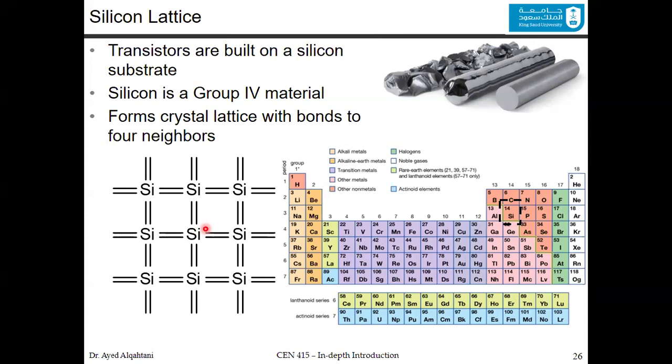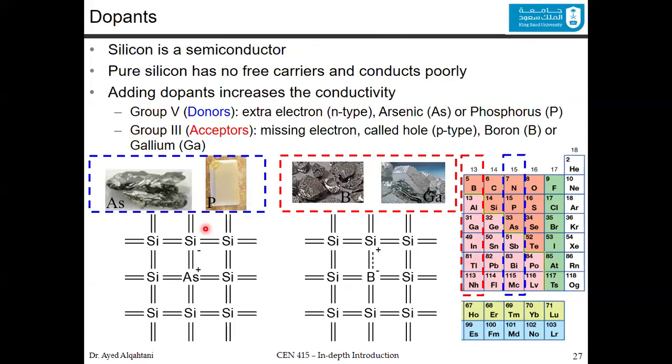We like silicon because we can make it conduct or insulate current easily, which means that silicon is a semiconductor. Pure silicon has no free carriers and conducts current poorly. To increase this conductivity, we need to add dopants.